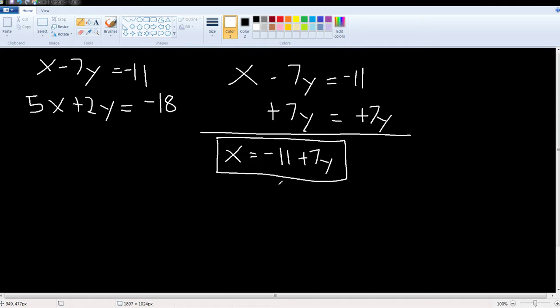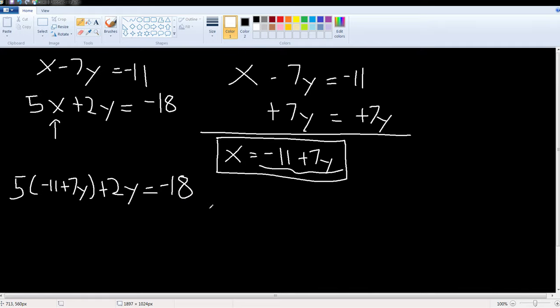So now wherever I see x, I'm going to plug in this negative 11 plus 7y into the second equation. If we look at the second equation, x is right here. So wherever we see x, we're going to plug this stuff in. So in that case, we'll have 5 times (negative 11 plus 7y) plus 2y is equal to minus 18. Now this equation is a lot easier because we only have one variable. We only have the variable of y. So let's solve for it.